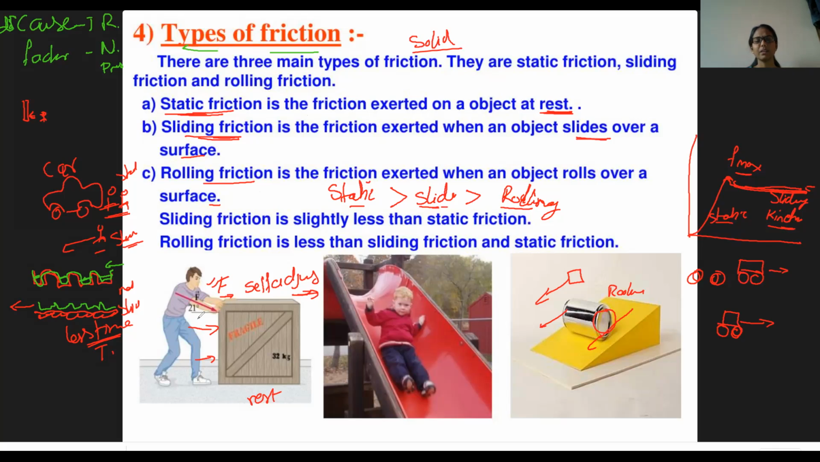See, the first one is static, when the body is at rest. In the second figure, you can see the boy is just sliding downward. This is sliding friction. When he is in motion, even though some friction is acting on him upward, he tries to come down, but the friction tries to make him go up. If his weight is more than the friction, that is why he is able to come down here. And in the third condition, the cylinder is rolling down the inclined surface. This is an example of rolling friction. Clear, children? I hope up to here.